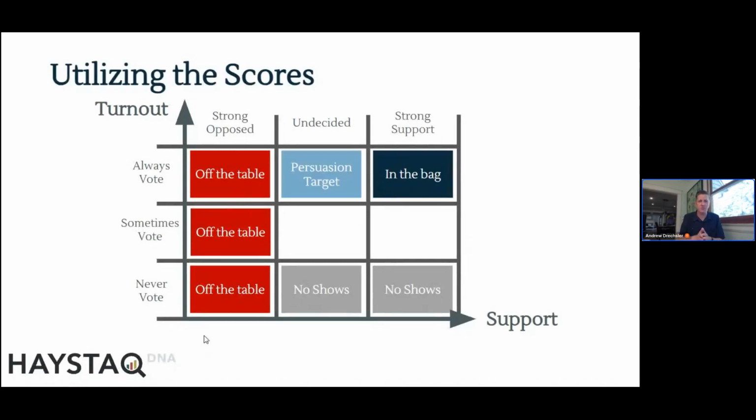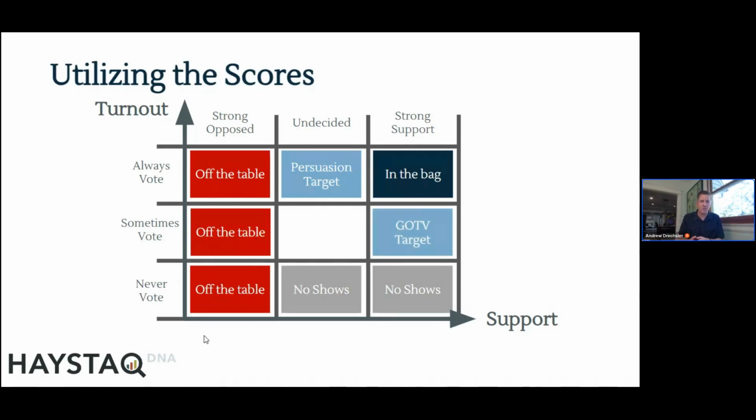It's first the persuasion targets, those who are always going to vote but aren't necessarily with you, aren't against you. That's where you're going to spend a lot of your money convincing people, whether it's text messaging, phone calls, mail, digital ads. Those are the people that you want to put into your persuasion target.